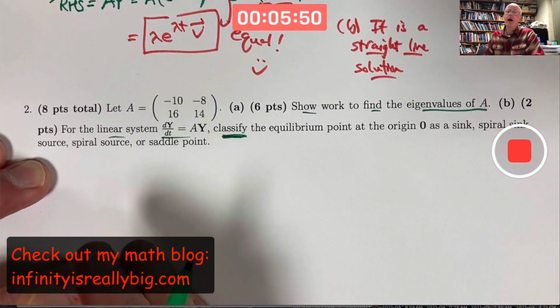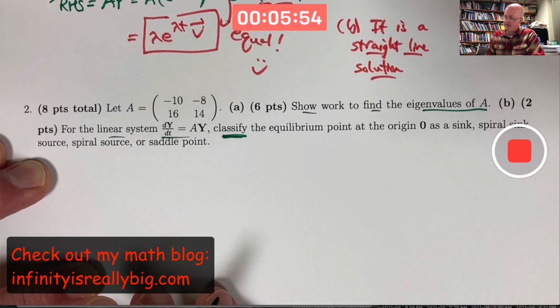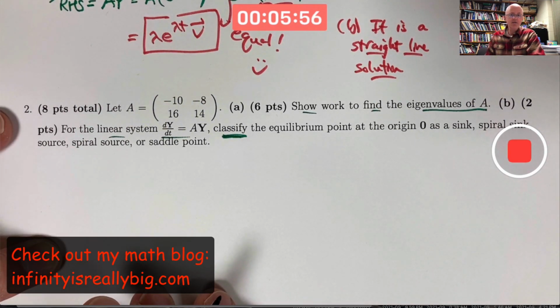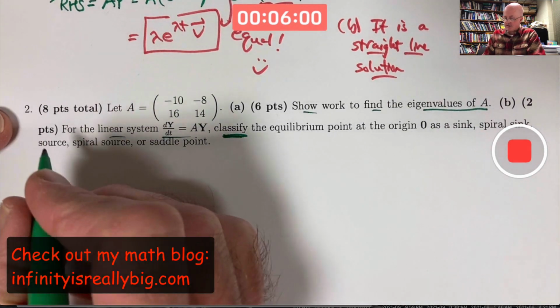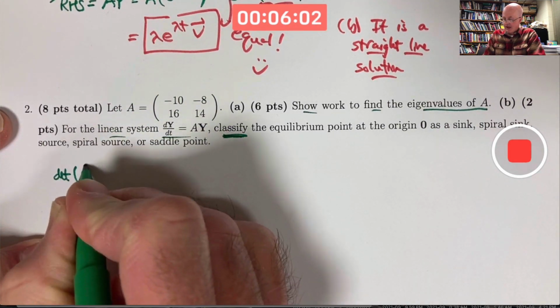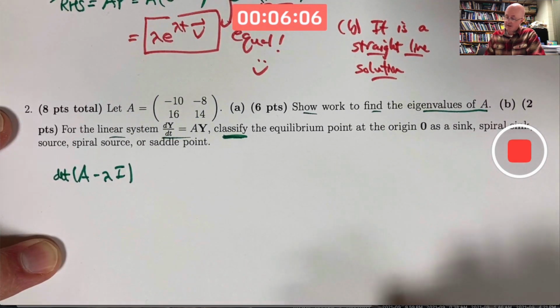So you need to know how the eigenvalues help you classify. I'll talk about that after we find the eigenvalues. How do you find the eigenvalues? You need to compute the characteristic polynomial, which is the determinant of A minus lambda I, and then find its roots. Those will be the eigenvalues.